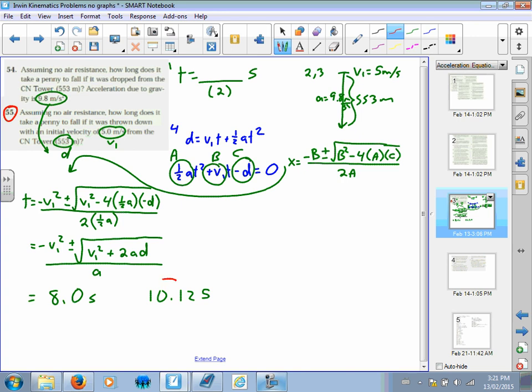So I'm going to take the right answer, plug in my significant digits, and to write 10 to two significant digits, I want to put a decimal at the end. The other way I could do that is 1.0 times 10 to the 1 seconds. Either one works.